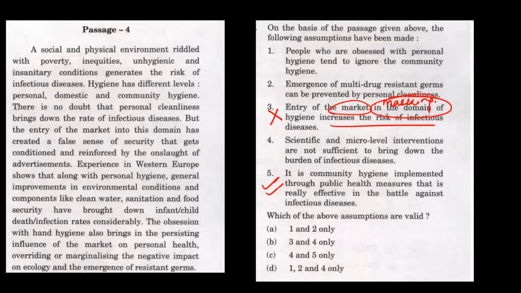Are you getting it? Here you see they are writing what? That entry of market in this domain has created a false sense of security. So market is not increasing it. Market is just creating a false sense of security. Is this clear, guys?